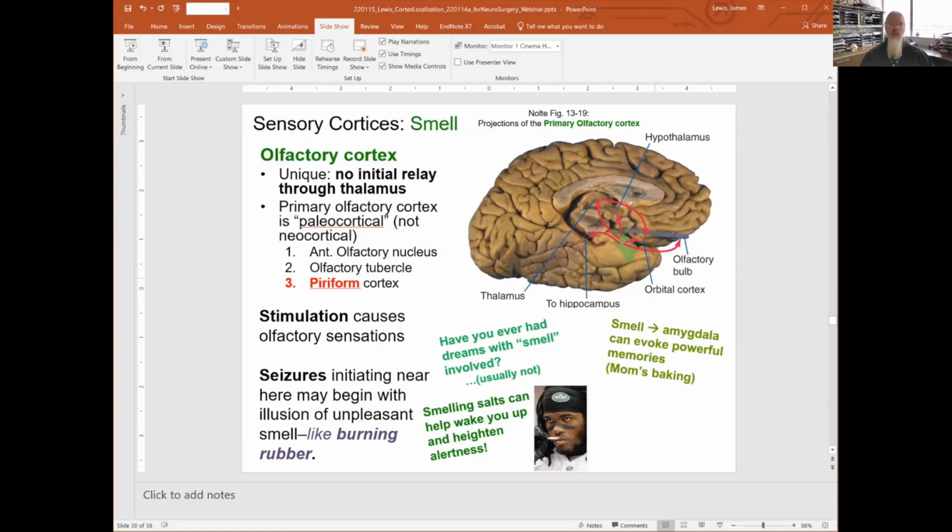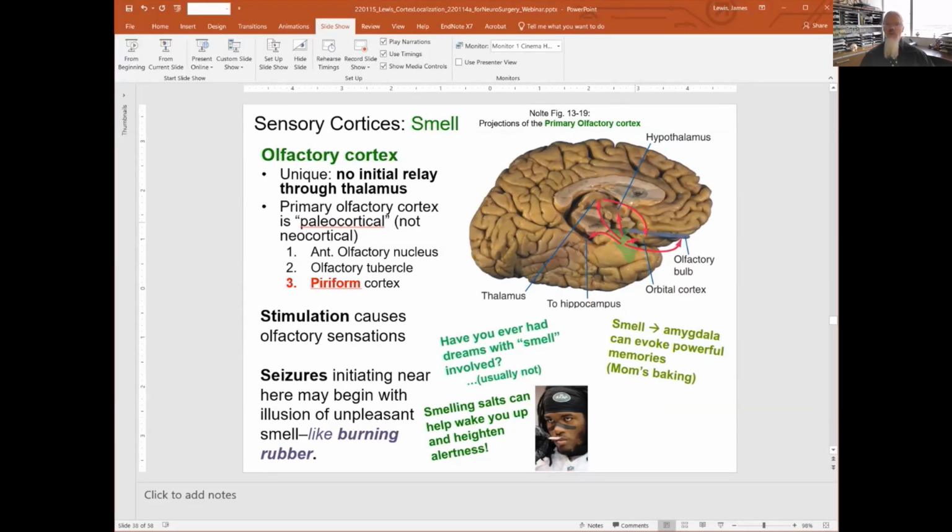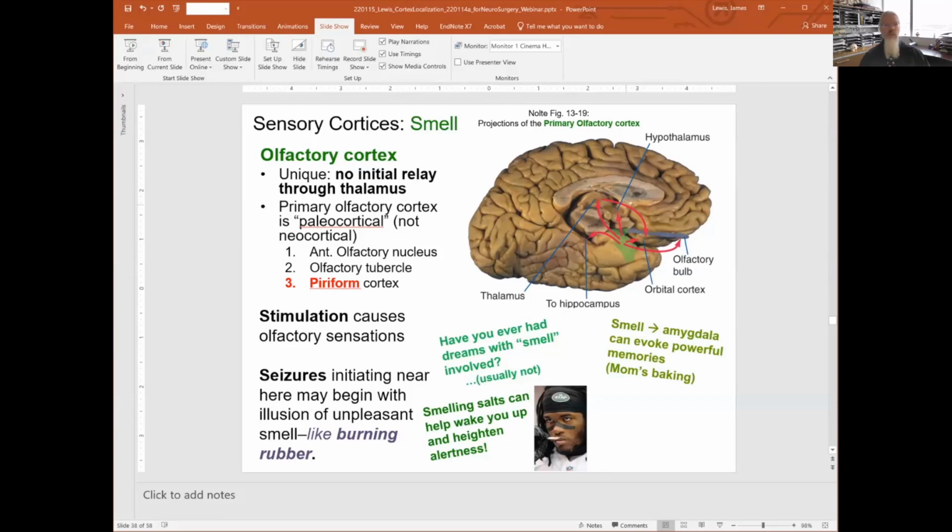So we can have stimulation cause a sensation of olfactory sensation, and seizures, and this one's important clinically, if you have seizures that have an epicenter that might be in this region of cortex, you can have a seizure initiate with unpleasant smell like burning rubber. So if a patient's like, yeah, I smell this burning rubber, and then I collapse to the floor with some seizure activity, that could be a clue that you might have an epicenter focus in olfactory related cortex. And smell goes to the amygdala, sense of smell.